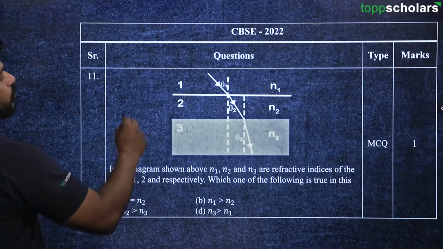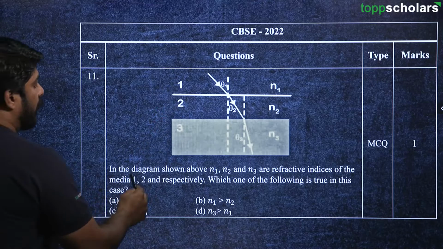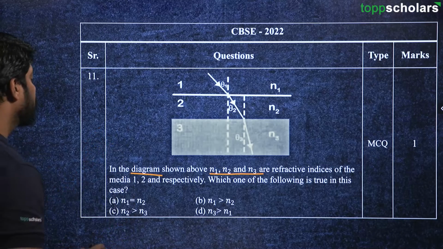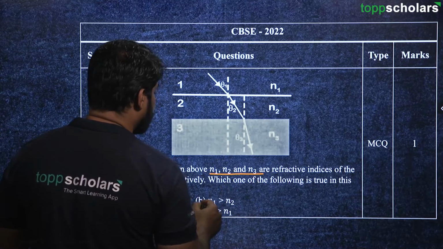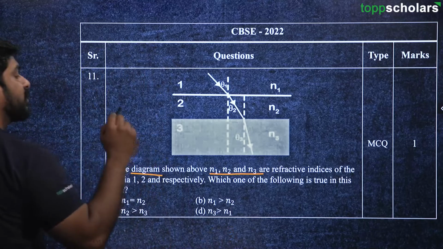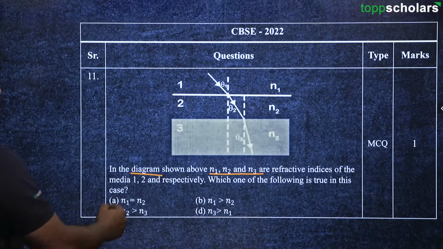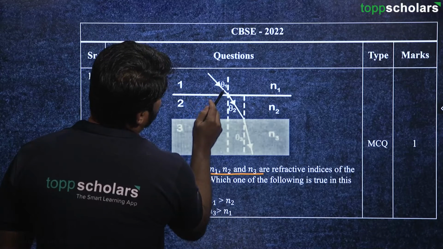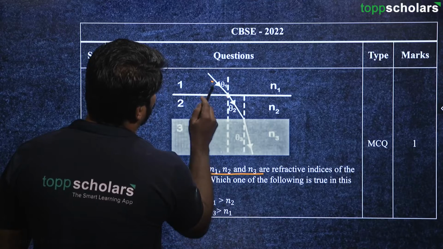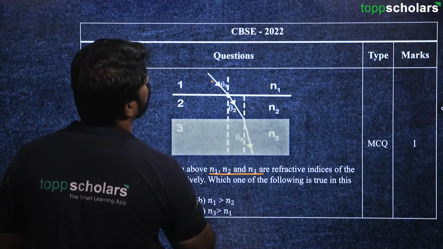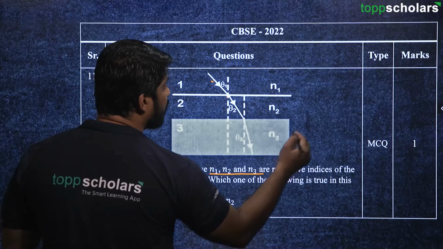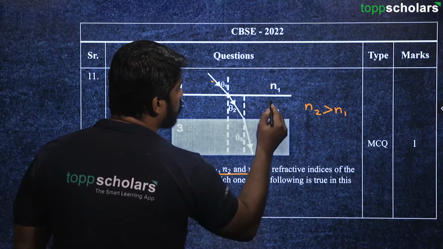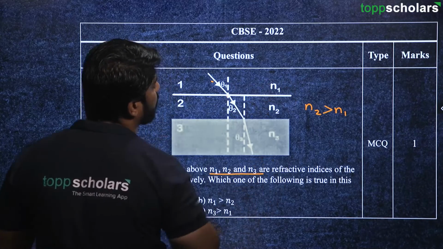Here it is. So there is an image, as you can see in the diagram shown above. N1, N2 and N3 are refractive indices of the media 1, 2 and 3 respectively. Which one of the following is true in this case? Okay, so we have got 4 options, so we can easily identify from the diagram. So here first of all we can see the light is entering from medium 1 to medium 2 and it is bending towards the normal. This happens only when N2 is greater than N1. That means it should be optically denser and this should be optically rarer.